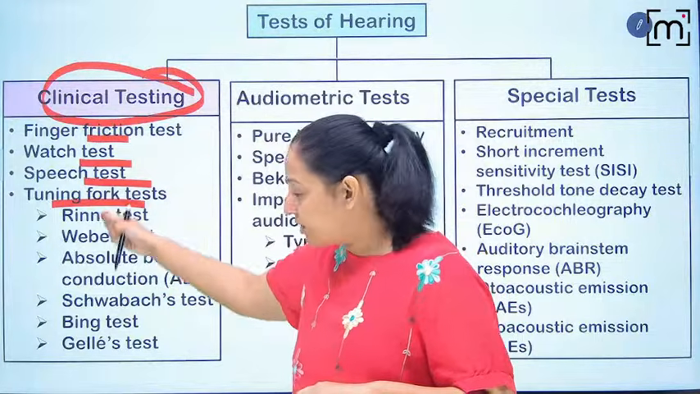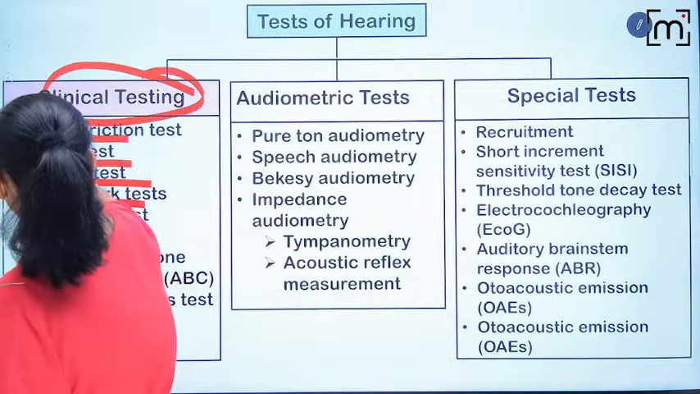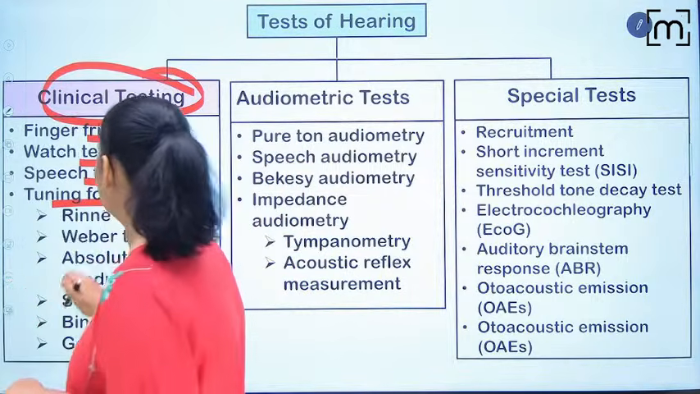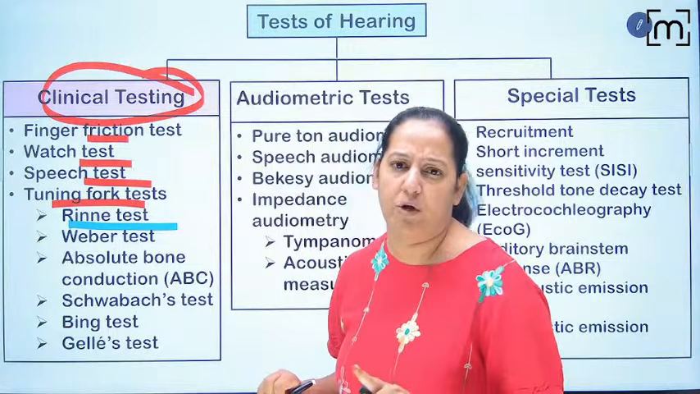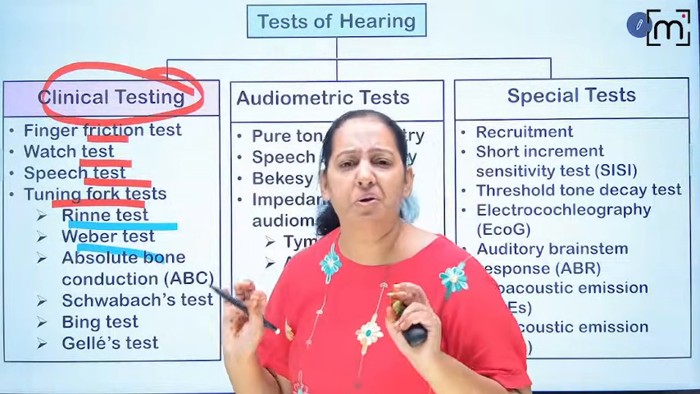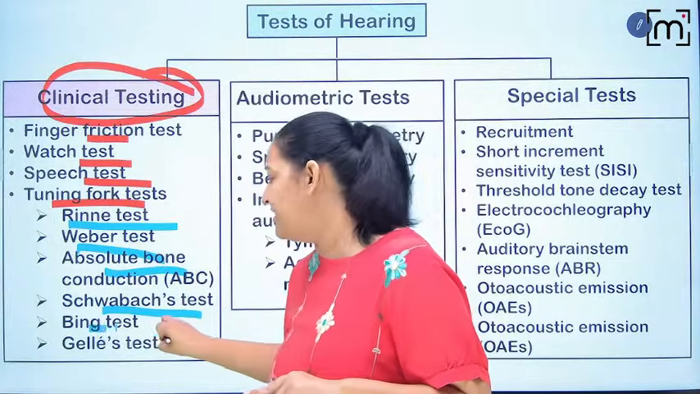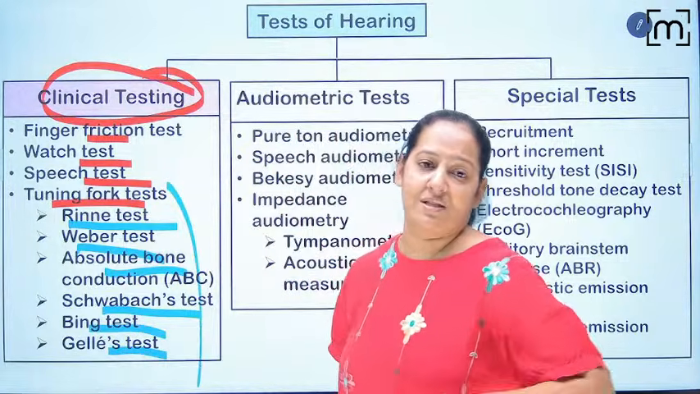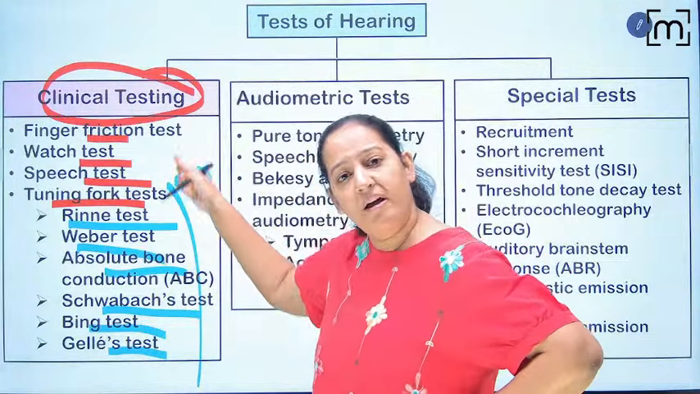Tuning fork tests are further of 6 types. You can see the 6 types over here. Rinne test, very important from exam point of view, for MCQ point of view. Weber test, ultra important. Absolute bone conduction, Schwabach test, Bing test, and Gellé test. So these are the 6 tests I will teach you. Very important. All tuning fork tests, make 5-star over them. They all are very important.